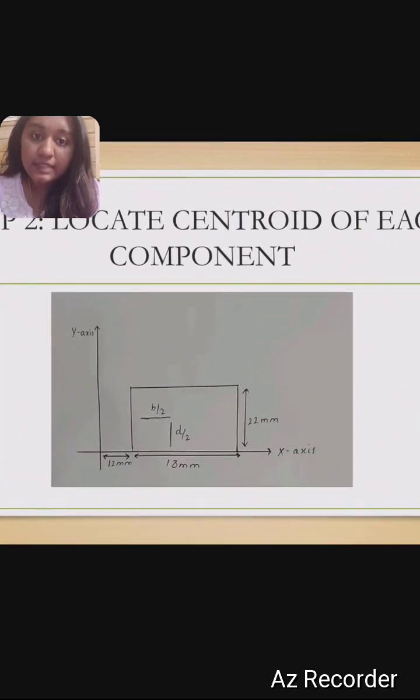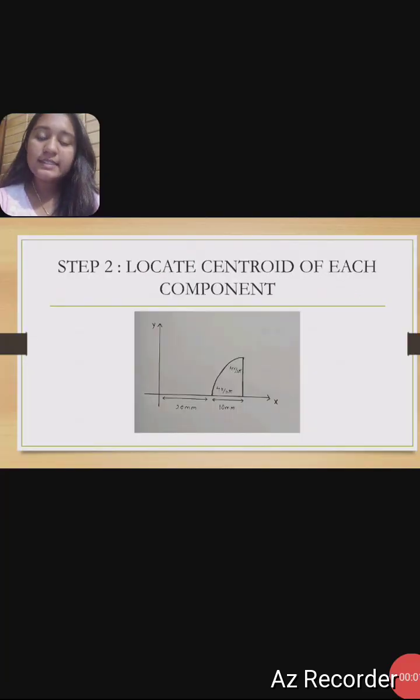I have given it an x-axis and y-axis. For the x-axis I have taken d by 2, that is depth by 2, and for the y-axis I have taken b by 2, that is breadth by 2. So our first component is the rectangle. Now let's locate the second component of our figure. The second component is a quadrant, in which for the x-axis I have given 4r by 3 pi, and even for the y-axis I have given it 4r by 3 pi.